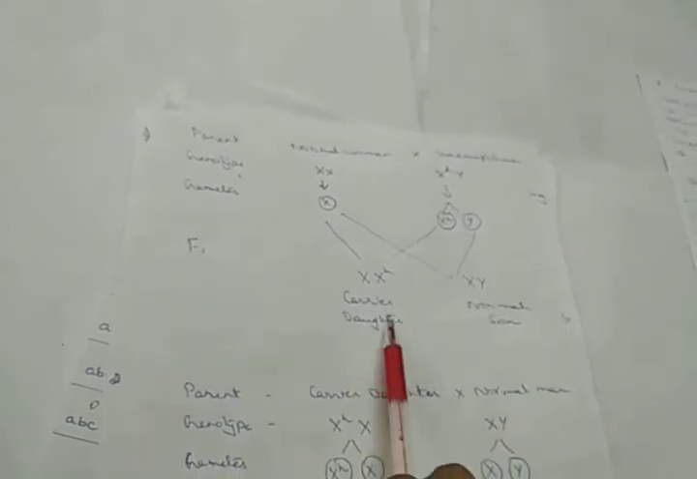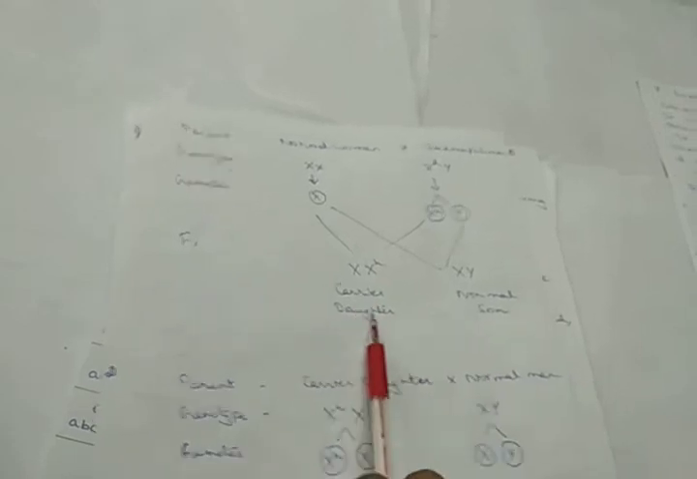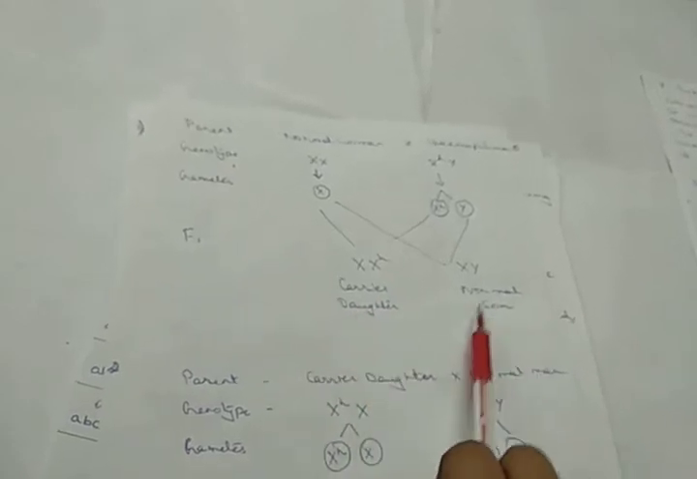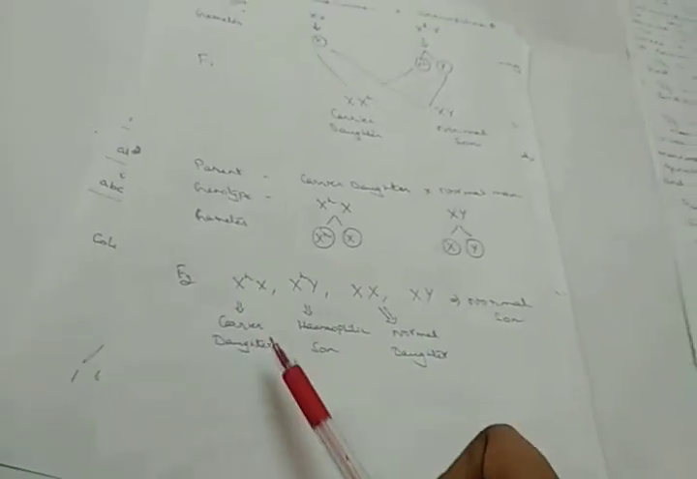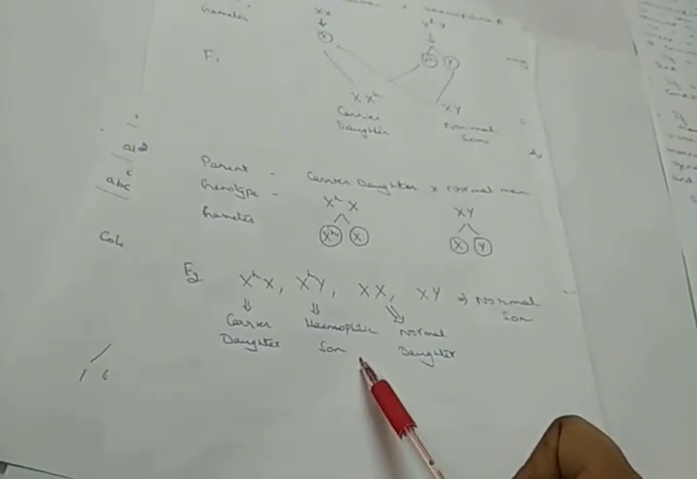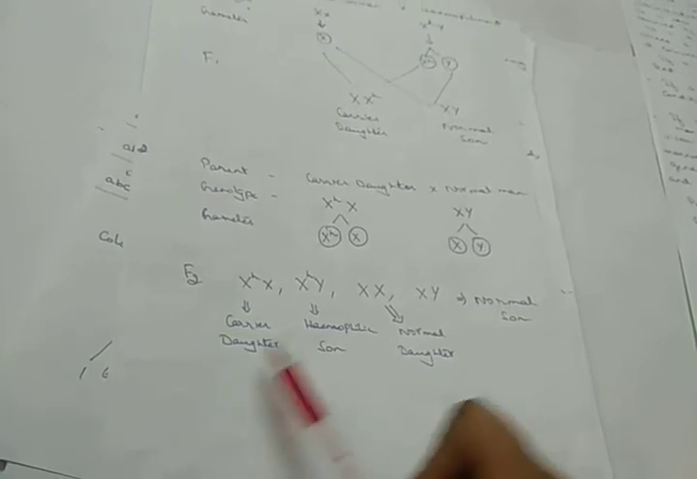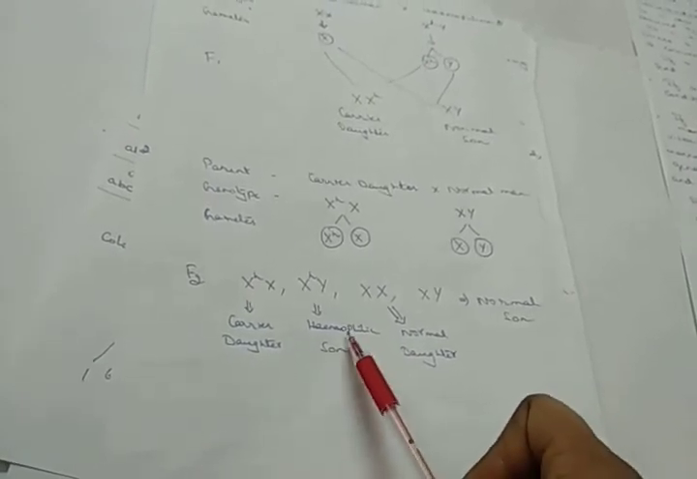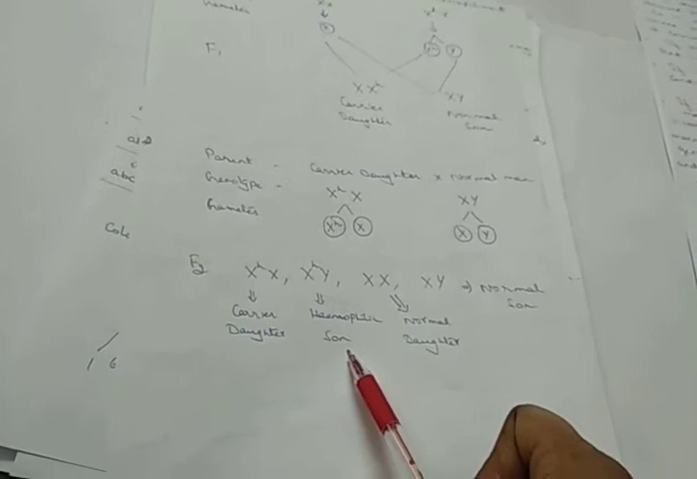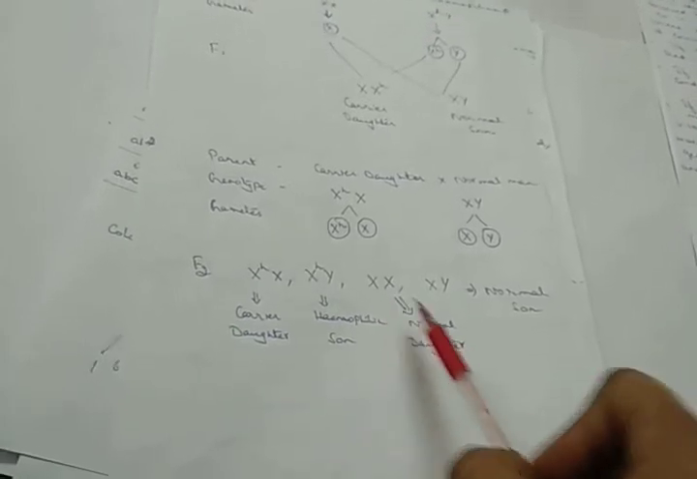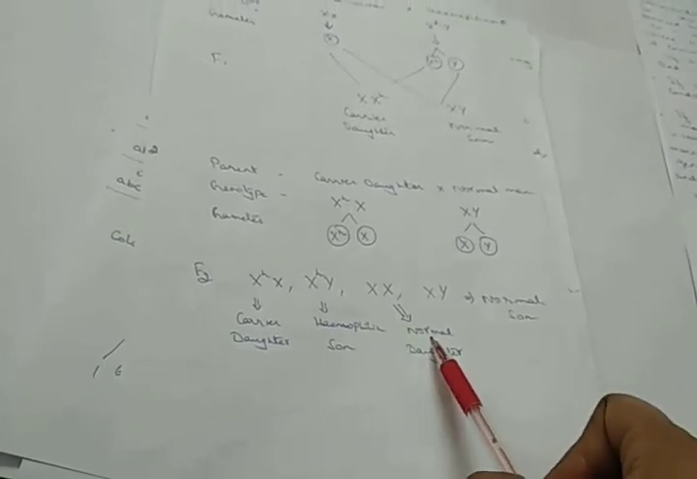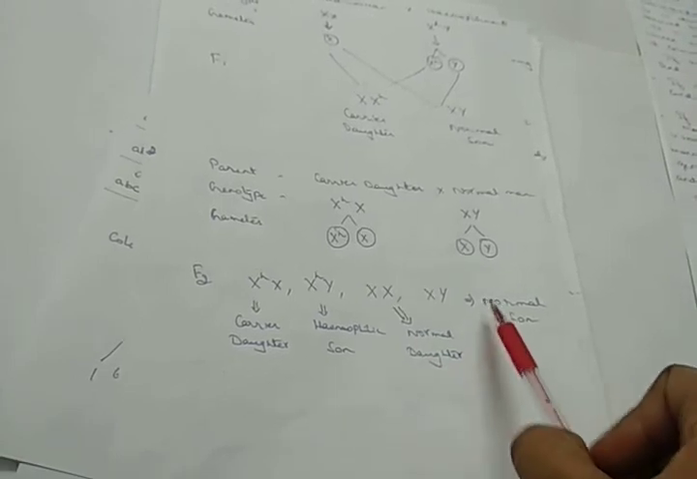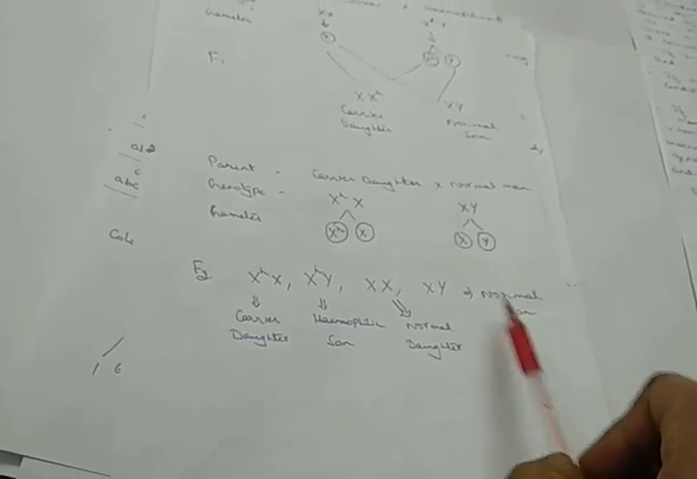Carrier daughter, as such, we know how it arises. If the carrier daughter and the normal man in the next generation get married, in the F2 generation you're going to get 50% where it can be a carrier daughter or a hemophilic son who is formed. Or there may be a 50% chance where a normal daughter and a normal son can be formed.